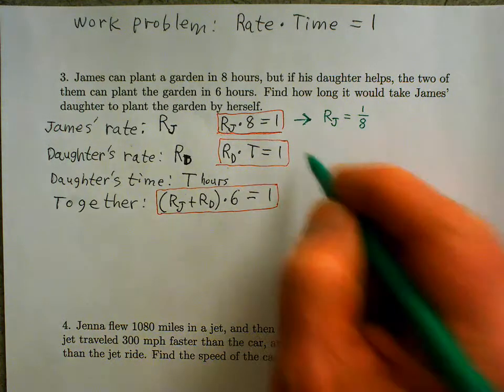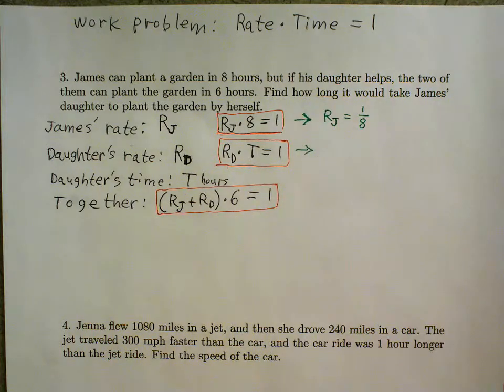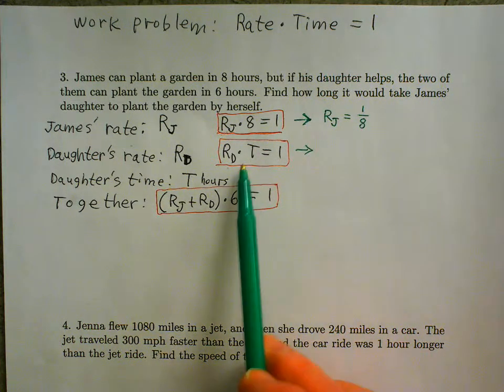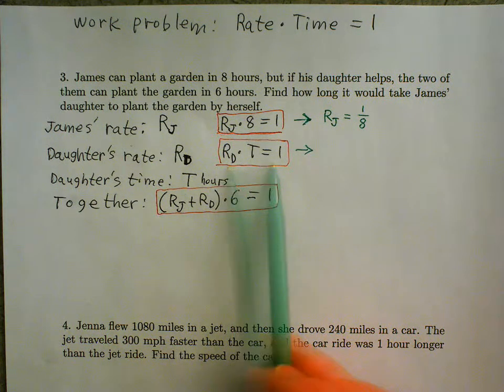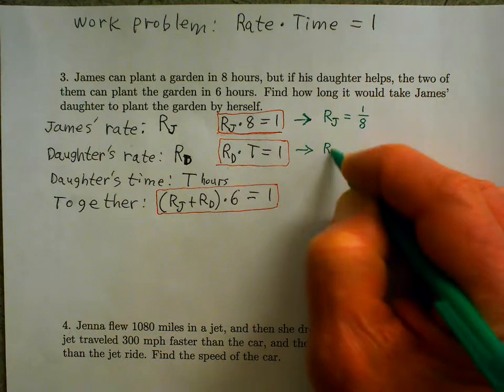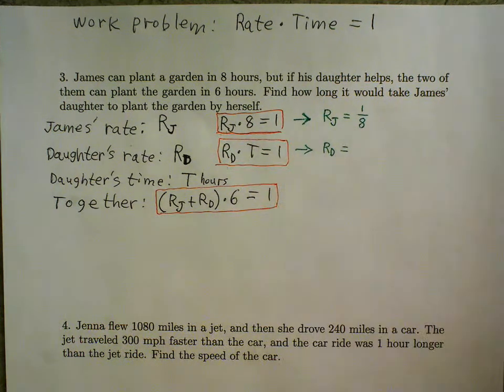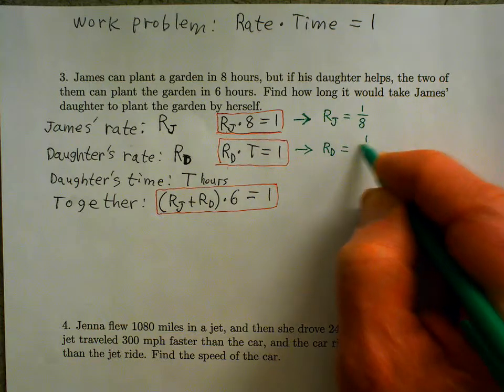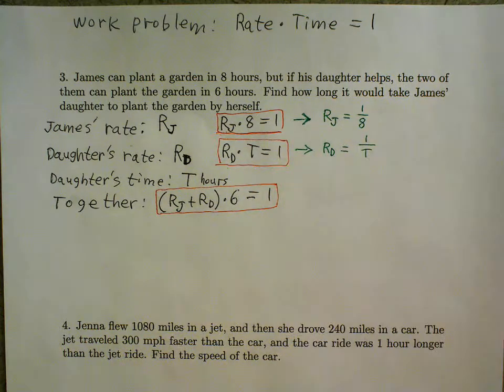Okay, what's the daughter's rate? Over T. Yeah, 1 over T. We divide both sides by T to find the daughter's rate. So the daughter's rate is represented by 1 over T hours. We don't know what T is yet. That's what we're trying to find.